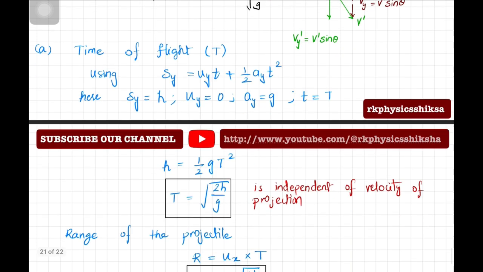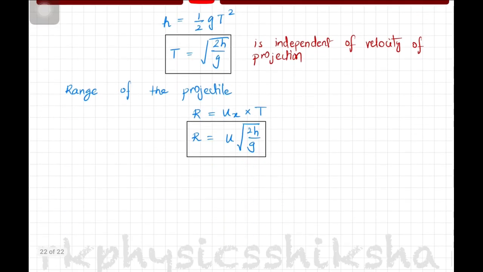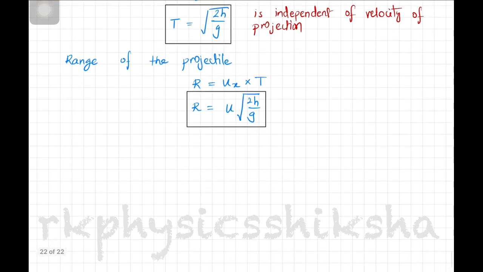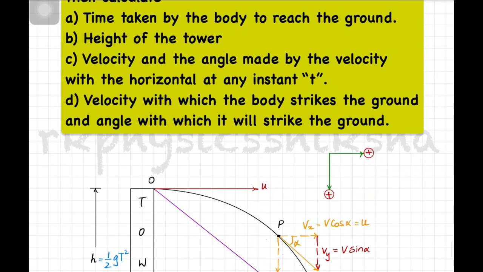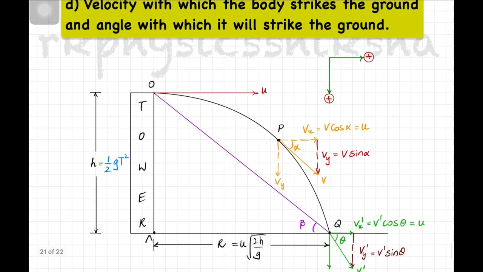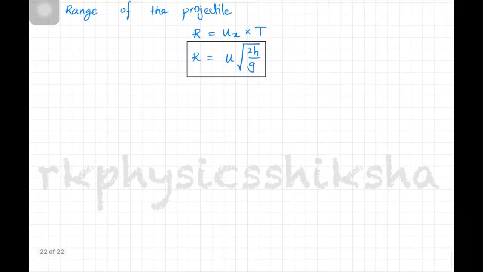Now what else is asked of us to calculate? We can calculate the velocity of the projectile at any instant of time. Question B is the height of the tower, and the velocity and angle made, question C we have to do. Now question C is the velocity of the particle at any instant of time.